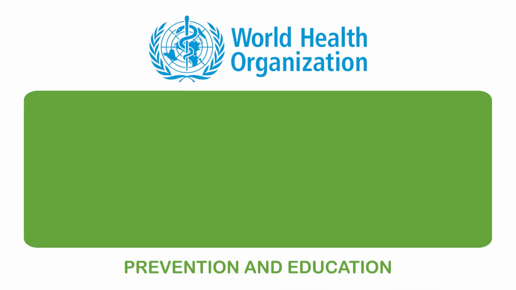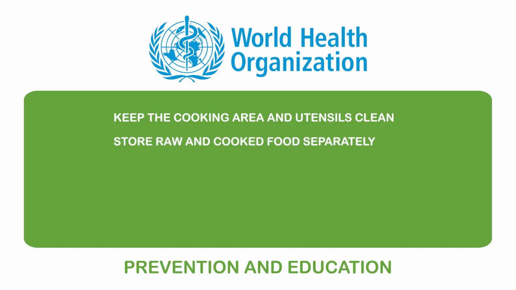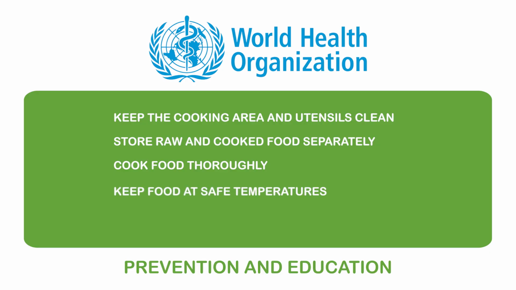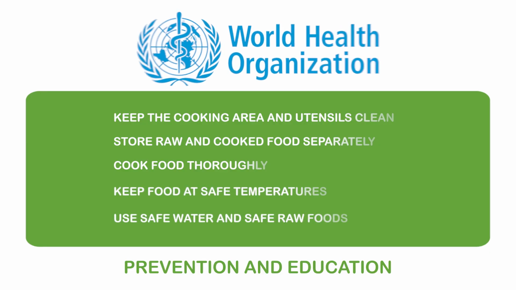Food safety. Follow the World Health Organization's 5 rules. Keep the cooking area and utensils clean. Store raw and cooked food separately. Cook food thoroughly. Keep food at safe temperatures. Use safe water and raw foods.